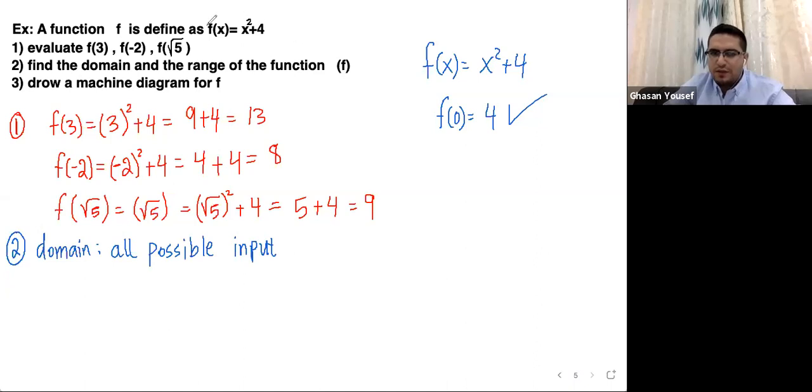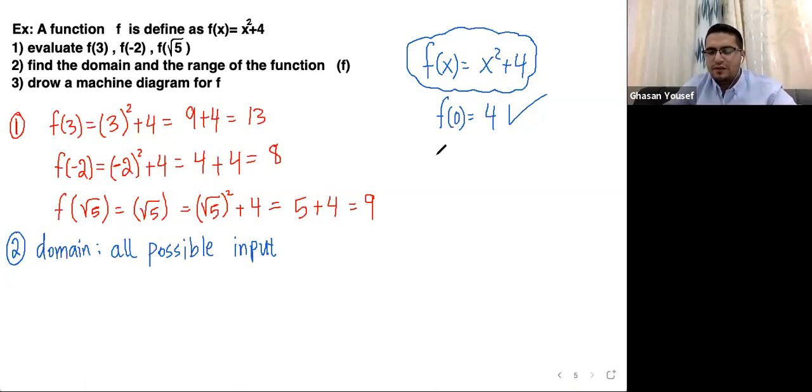What about if I plug positive numbers here, like f of 1, for example? Can I plug positive numbers inside this function? It will be defined. f of 1: 1 squared is 1 plus 4. It gives me 5. F of 2, it gives me an answer also. F of 3, yes, will be defined. So all positive numbers are defined.